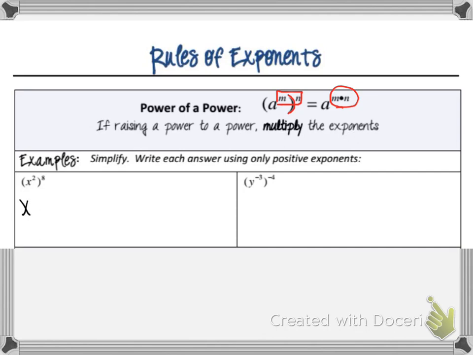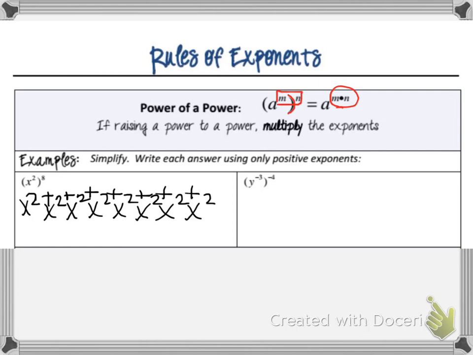squareds. So 8 x squareds. Now you're back to what we just did, where you just add up all the exponents. So you have 2, 4, 6, 8, 10, 12, 14, 16. So you have a total of 16 x's. So that's x to the 16th.